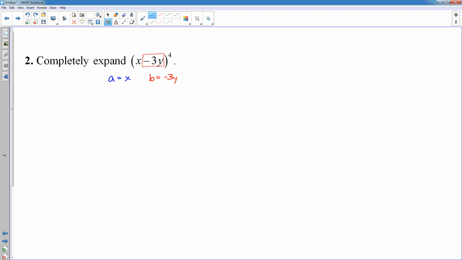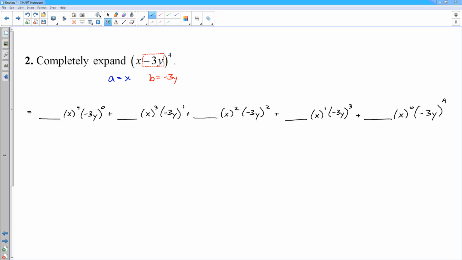So when I'm expanding this, it's going to equal something times my first term, which is x to the 4th power, and then my second term is negative 3y to the 0 power. And you have to group that negative 3y with each one of those terms. Then the next one is going to be x to the 3rd power and negative 3y to the 1st power, plus something x to the 2nd power, negative 3y to the 2nd power. My x's are going down by 1. My second term is going up by 1 each time. All right, so there are my exponents taken care of.